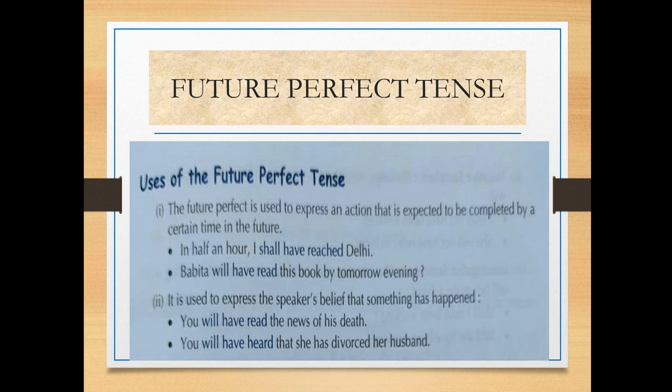It is used to express a speaker's belief that something has happened. You will have read the news of his death. You will have heard that she has divorced her husband, right? So this is used to express the speaker's belief that something has happened, okay? So for that we use future perfect tense, right? Let's see an exercise related to it.